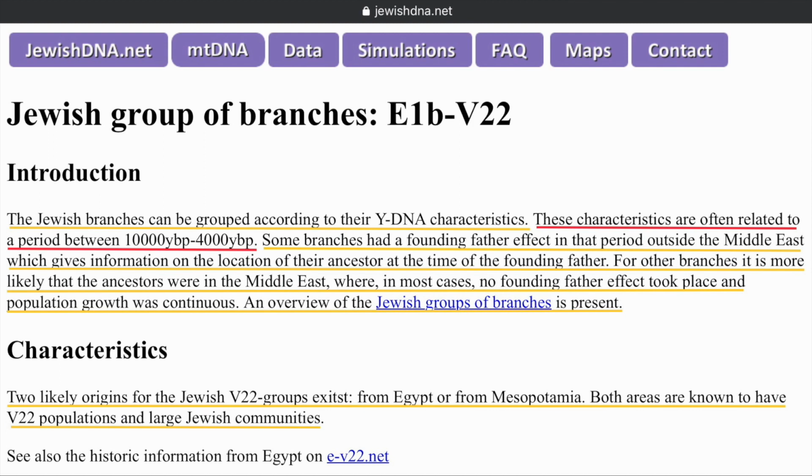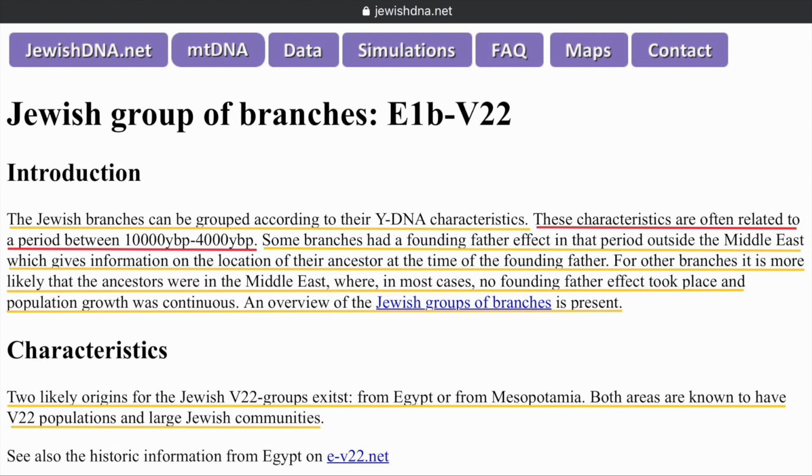According to the website titled JewishDNA.net, Jewish group of branches E1b-V22, it reads, "The Jewish branches can be grouped according to their Y-DNA characteristics. These characteristics are often related to a period between 10,000 YBP through 4,000 YBP. Some branches had a founding father effect in the period outside the Middle East, which gives information on the location of their ancestor at the time of the founding father. For other branches, it is more likely that the ancestors were in the Middle East, where in most cases no founding father effect took place and population growth was continuous.